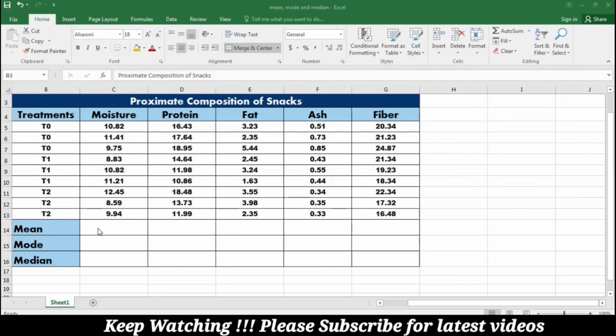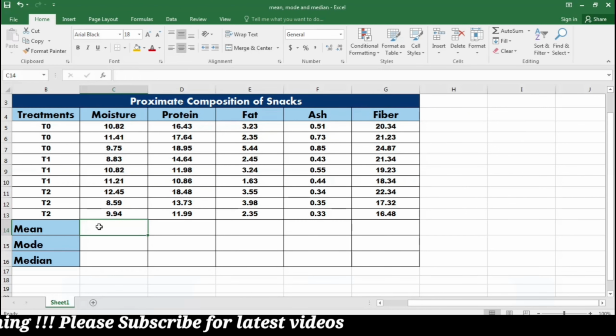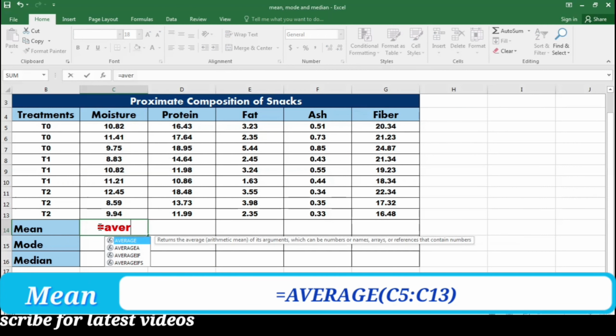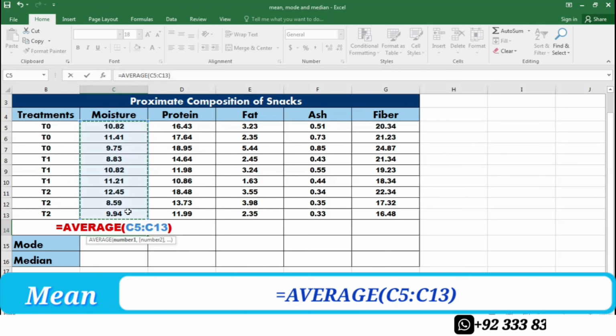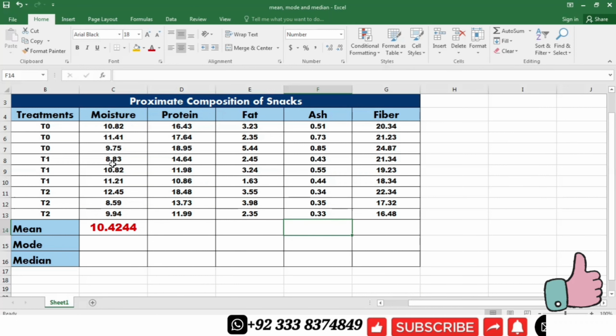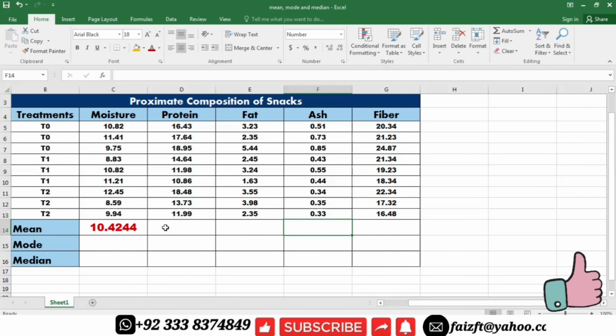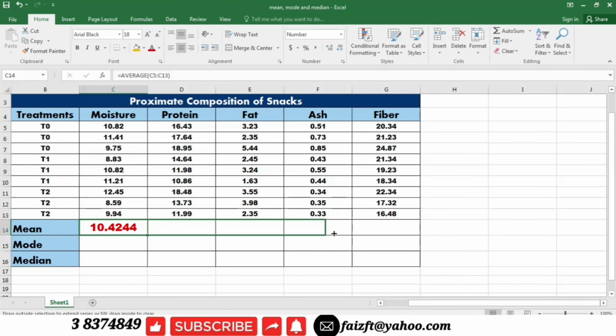This is an exemplary data that I will use to teach you mean, mode and median. To calculate the mean, I will write equal average and then select the dataset, close the bracket and press enter. Now after calculating the mean for the first parameter, you don't need to put the formula over and over again. You just have to go to the first average that you have calculated and then go to the bottom right corner of this cell and drag it to the right.